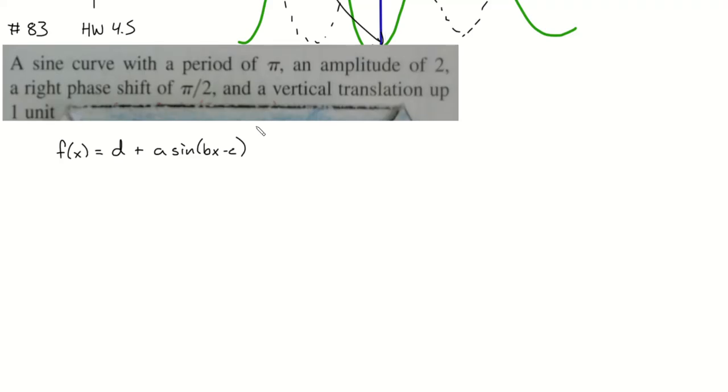Okay, so let's look. Anywhere in here, did we get information that tells us what d has done? What does d change in my graph? Up or down? Did we go up or down? We went up 1, so what's d? 1. So we already have that locked in.